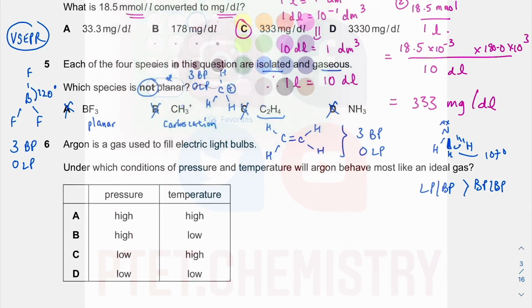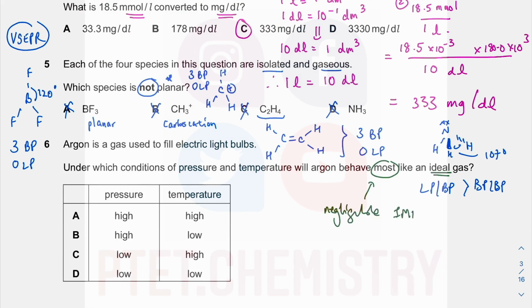Okay. Argon is a gas used to fill electric light bulbs. We want it to behave the most like an ideal gas, but we think about negligible intermolecular force. In terms of pressure, if you want them to have negligible or minimal or as little as possible, you want them to be as far apart as possible. So you want low pressure. So that means you're not putting pressure on them. You're not squeezing them close together. They are as far apart as possible.